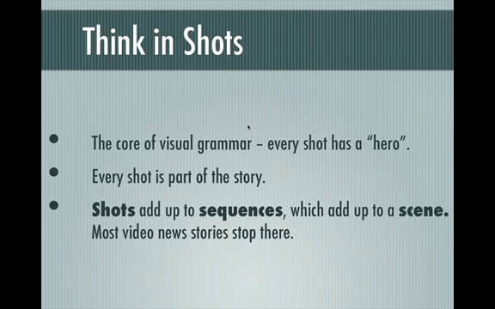Shots add up to sequences, which add up to a scene, according to people who talk about movies. Most video news stories stop with a bunch of shots adding up to several sequences which tell a story. We don't usually call it a scene because it's not fiction, but it's still the same idea. Shots are about 3 to 5, maybe 7 seconds long, and you're going to need at least 3 of those to make up a sequence, and probably anywhere from 3 to 5 or 6 sequences to make up a 90-second news package.